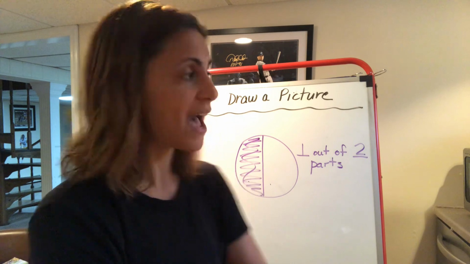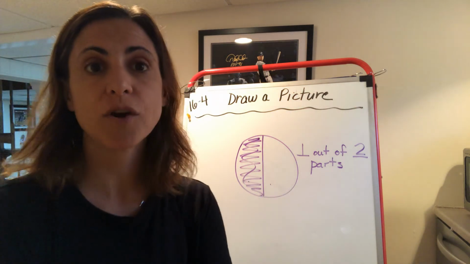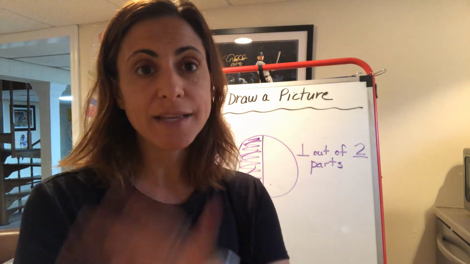Fractions are shapes divided into equal parts. That's what you need to know for first grade. You need to know about halves, which we did here. You need to know about quarters, which you're dividing into 4.